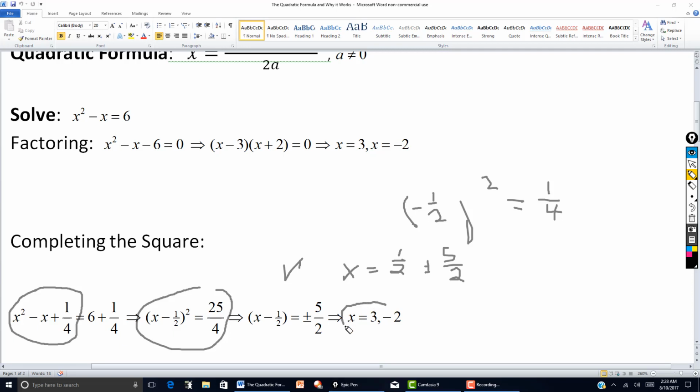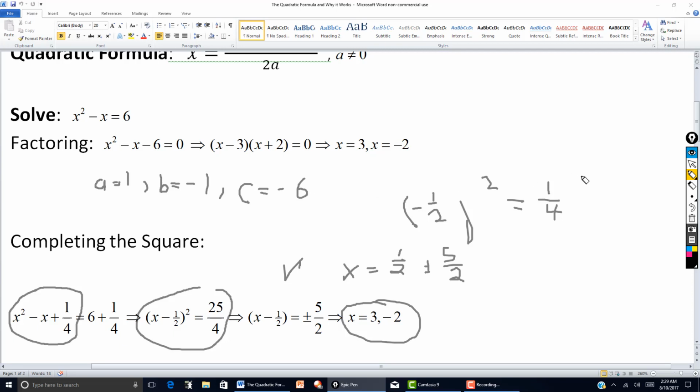And of course, if you use the quadratic formula, your a value is the coefficient of the squared term, which is 1. The b would be -1, and remember the c is on the left side, so if I bring the 6 over, that becomes a negative, so c is equal to -6. Then you plug those numbers into the formula, and of course you get the same answer. But the main thing here is how this formula is derived.